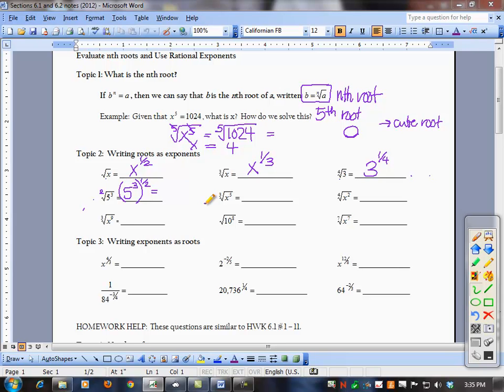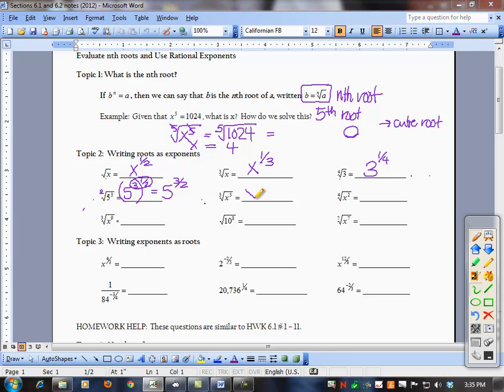Now, according to exponent rules, if you remember back from chapter 5, I take these two and I multiply them together. 3 times 1/2 is 3/2. We do not want our exponents to be mixed fractions. So I don't want to say 1 and 1/2. I want to leave it as a simple fraction. Okay, so we're going to keep going.